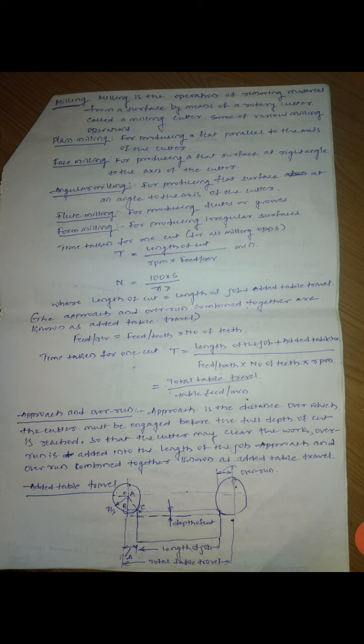So the total table travel divided by table feed per minute. Then approach and overrun: approach is the distance over which the cutter must be engaged before the full depth of cut is reached, so that the cutter may clear the work. The overrun is added to the length of the job. Approach and overrun combined together are known as the added table travel.